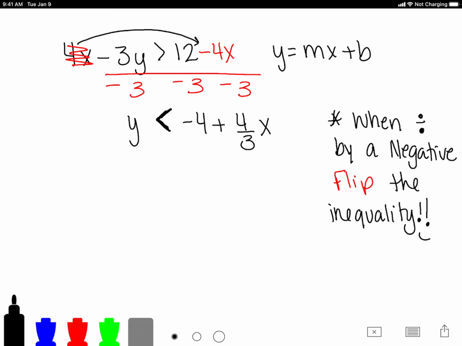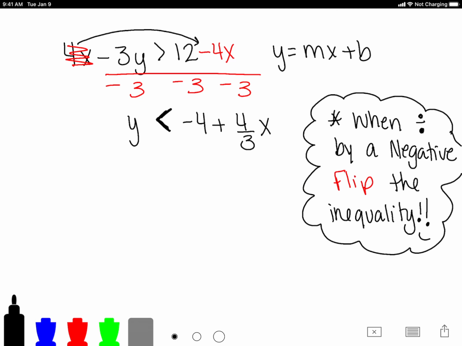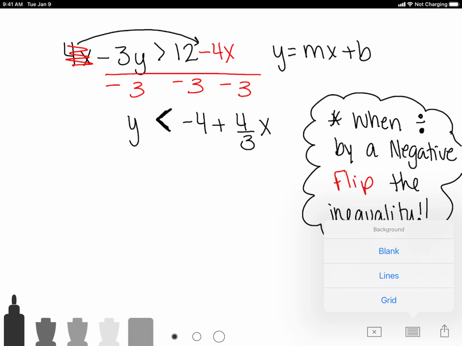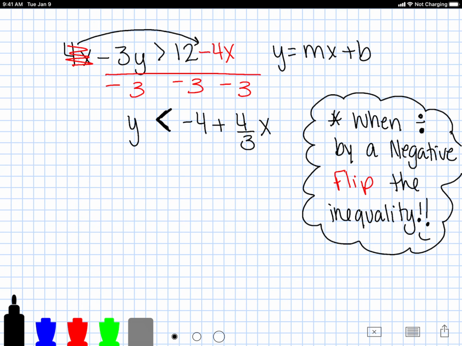So make sure you remember, if you're dividing by a negative, and we studied that rule when we did just the regular solving equations. If you divide by a negative, remember to flip that inequality. So now I could be ready to graph this. I would draw my x and y axis. Where would I start? If you said -4, you're absolutely correct.